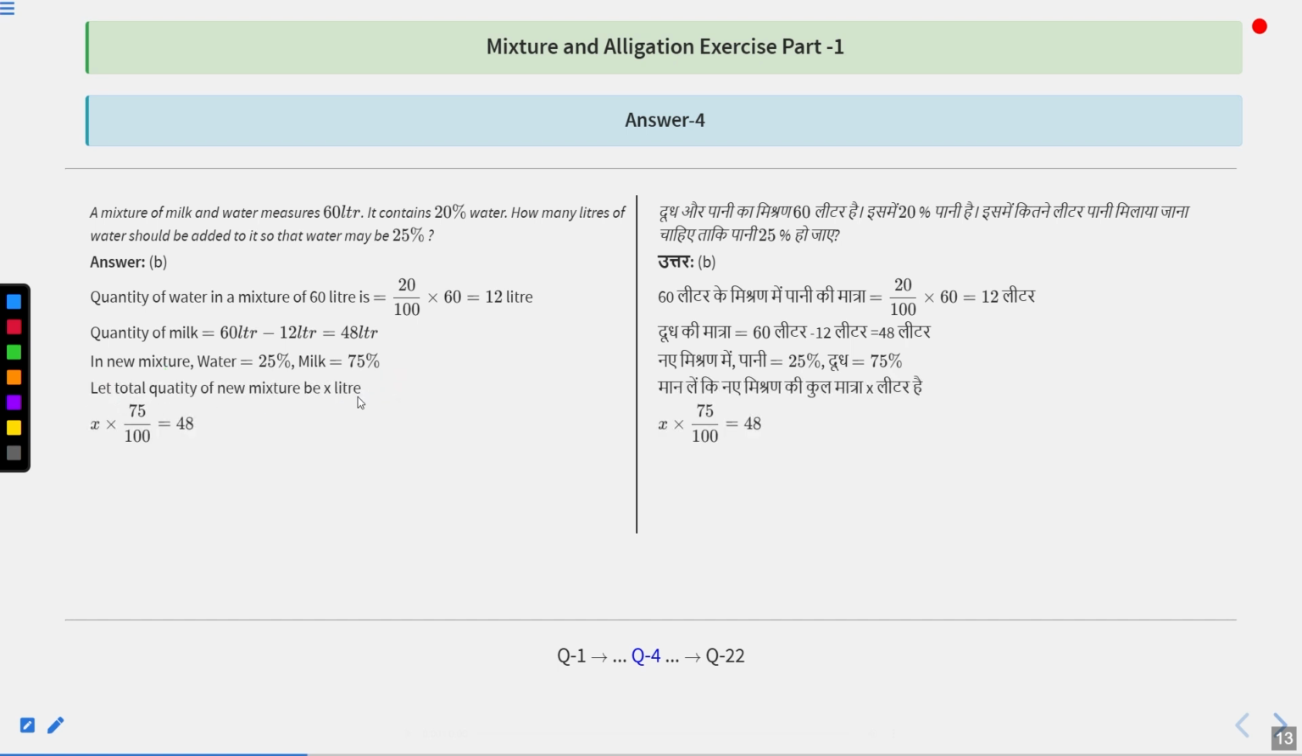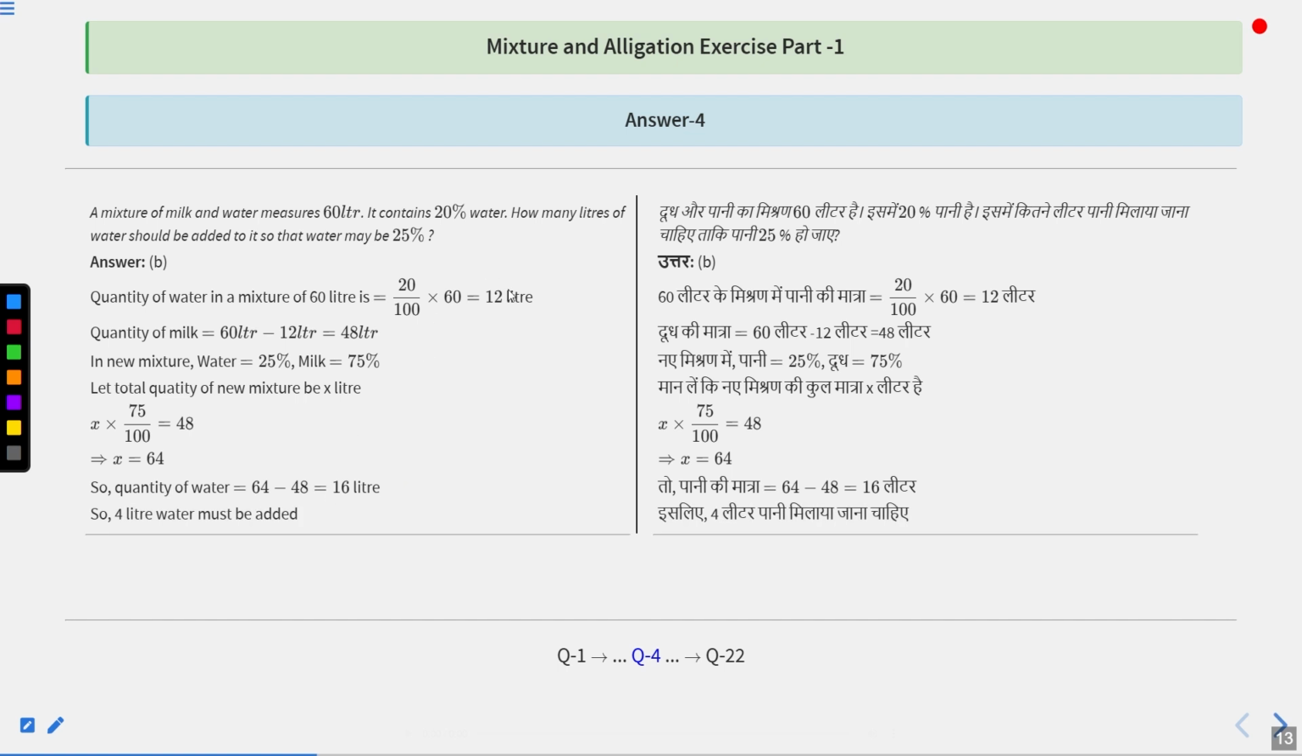Let the total quantity of the new mixture be x liters. So x multiplied by 75% equals 48, because we add some water, not milk. So 75% of the new mixture is 48. Clear? From there we calculate x, the new mixture total, which is 64 liters. Now the quantity of water is 64 minus 48, so 16 liters. How many liters of water did we add? There were 12 liters, and it becomes 16. So 4 liters of water must be added. Clear? B is the correct answer.